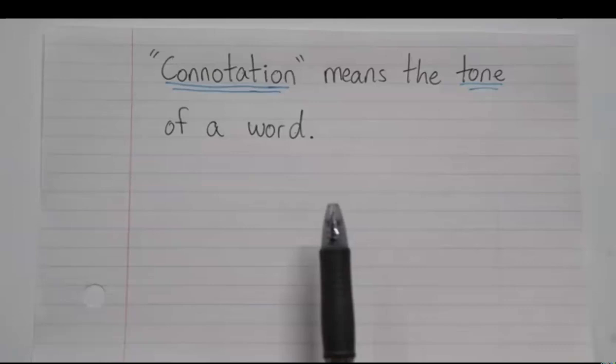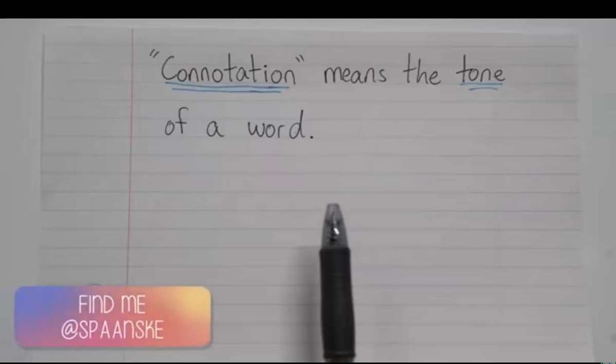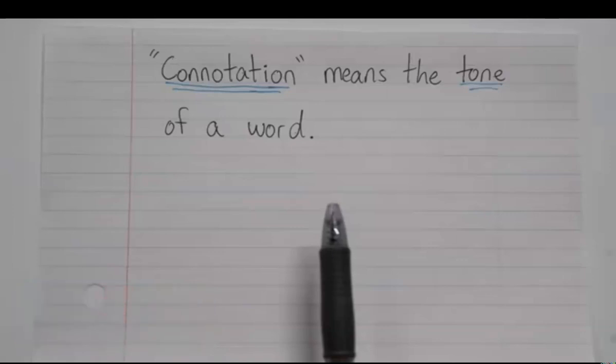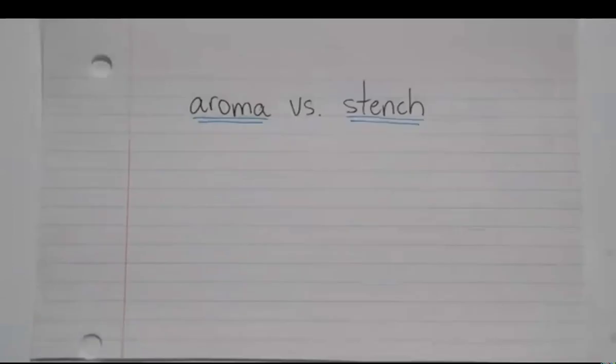And connotation refers to a word's tone, a word's energy, and that could be both positive or negative potentially. So what I'm going to do now is give you some words that have the same denotation, the same dictionary definition, but different connotations, different tones. And it will be up to you to decide which of those words has a more positive connotation and which has a more negative connotation. So let's start with the words aroma and stench. Now both of these words have the same denotation, the same dictionary definition. They both mean a smell or an odor.